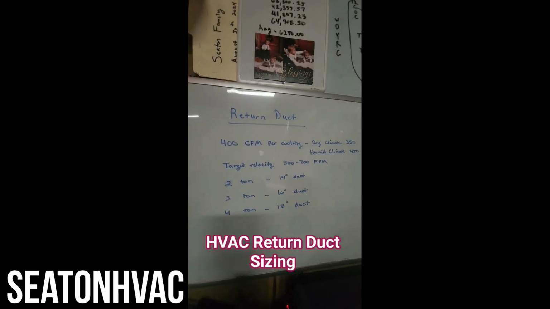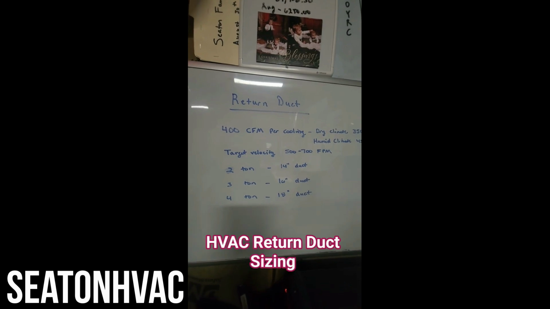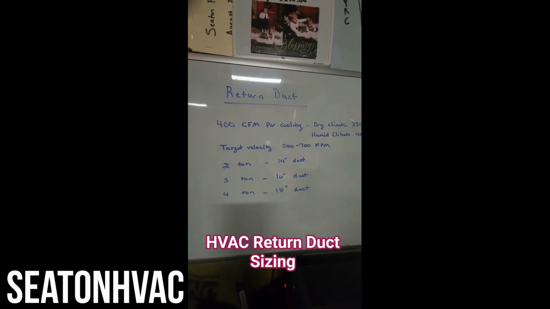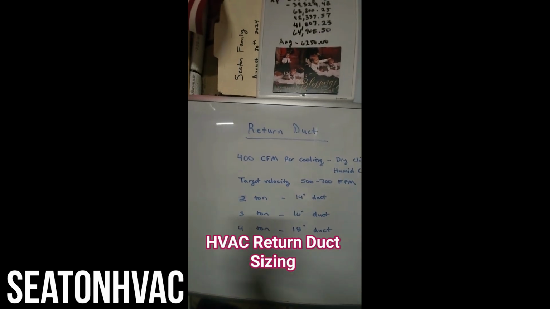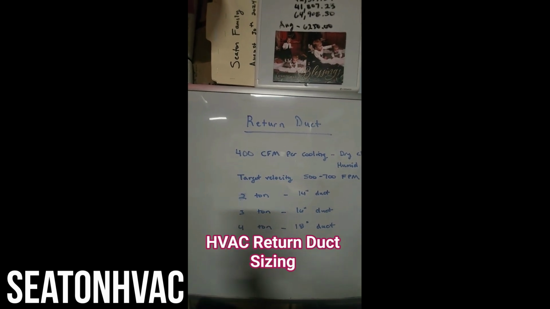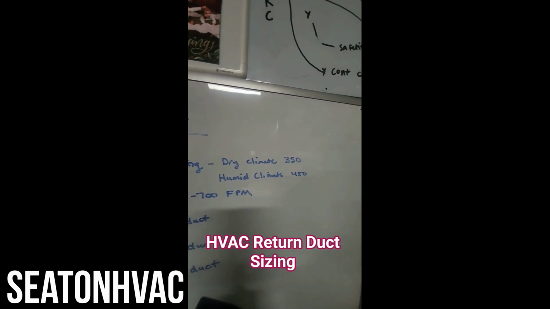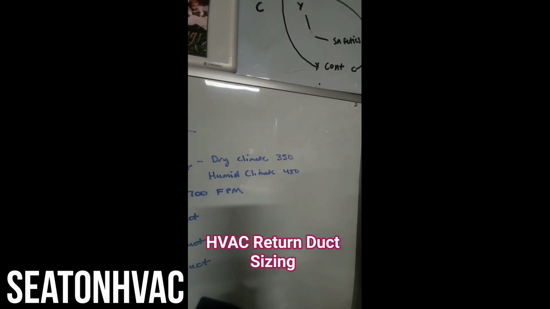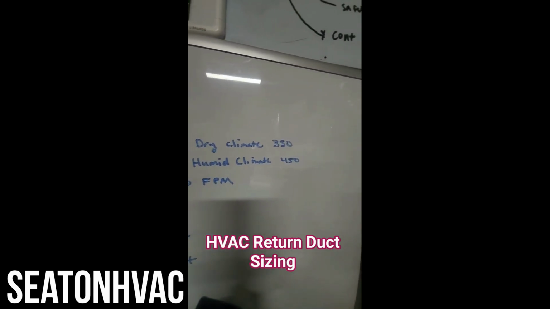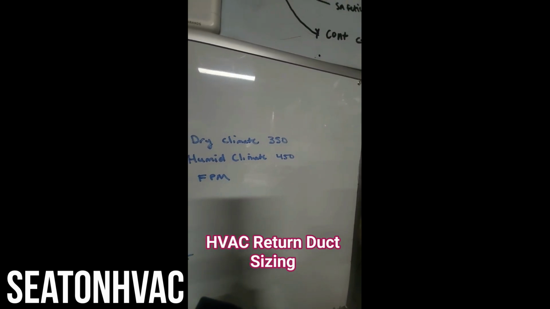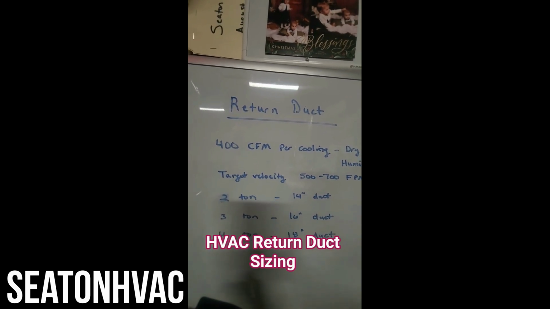All right, guys, on return duct, here are your rules of thumb. That's all we're going to do for now. If you watch some of my duct sizing videos, I'll show you how to really size it, but these are the rules of thumb for return duct. We shoot for 400 CFM per ton of cooling in a temperate climate, but if you live in a really dry climate, you're probably going to shoot for 350 CFM per ton of cooling. In a humid climate, you would shoot for 450 CFM per ton. If you don't have cooling, it's probably fine just to do 400 CFM.